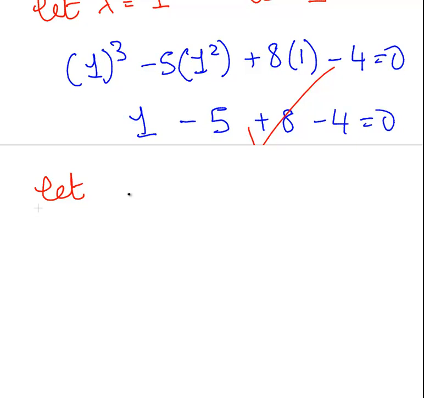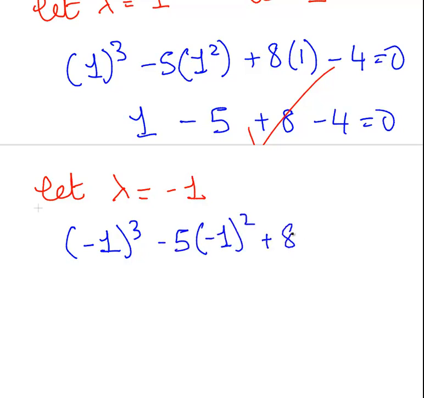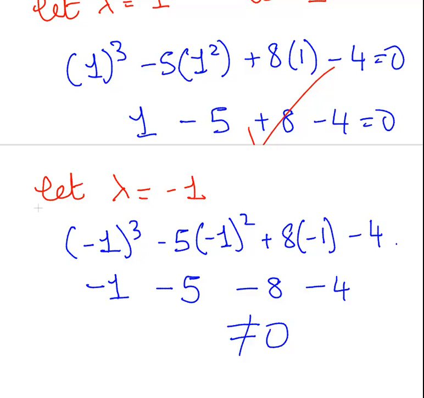What I'm going to do here is, you might be able to deduce a bit further. Let's try lambda equal to minus 1 and see if this works. Minus 1 cubed minus 5 times minus 1 squared plus 8 times minus 1 minus 4. So this is minus 1, minus 5 times plus 1, so that's minus 5, minus 8, minus 4, not equal to 0. So lambda equals minus 1, no.